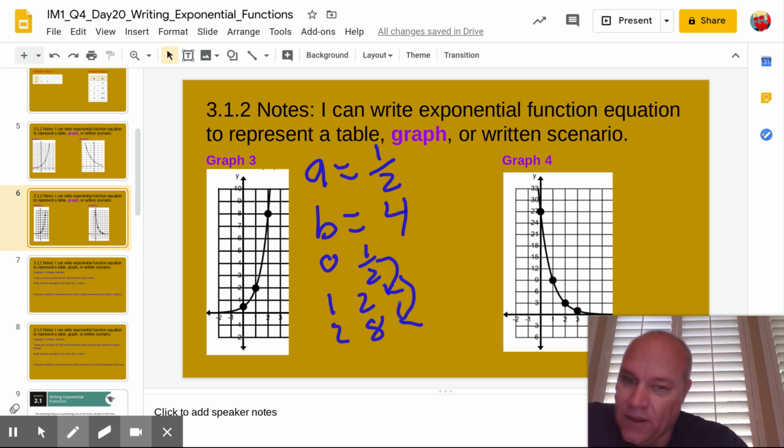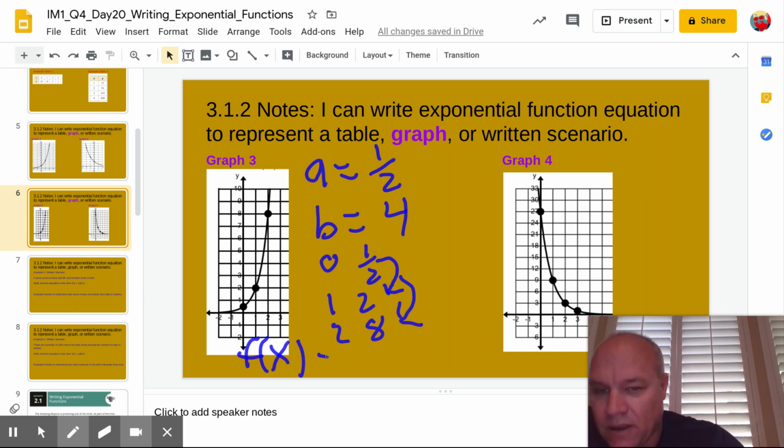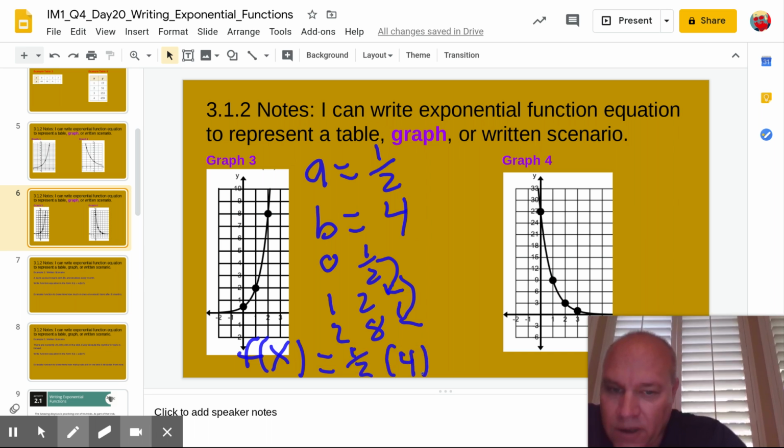All right? So name that function. It's either y equals, or I can say f of x. Let's do f of x this time. f of x equals 1/2 multiplied by 4 to the x power.